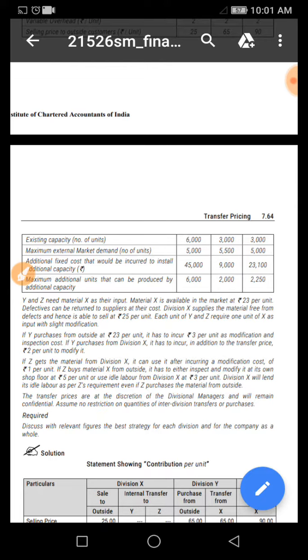Then Y and Z need material X as their input. Okay, it's saying X is the input for products Y and Z. Material X is available in the market at 23 per unit. In the external market also it is available at rupees 23 per unit. Defectives can be returned to supplier at their cost. Division X supplies the material free from defects and hence is able to sell at rupees 25 per unit. Each unit of Y and Z requires 1 unit of X as input with slight modification.